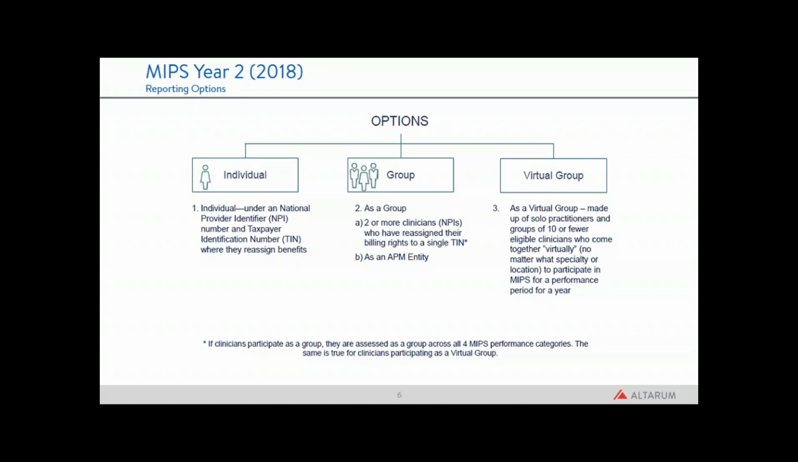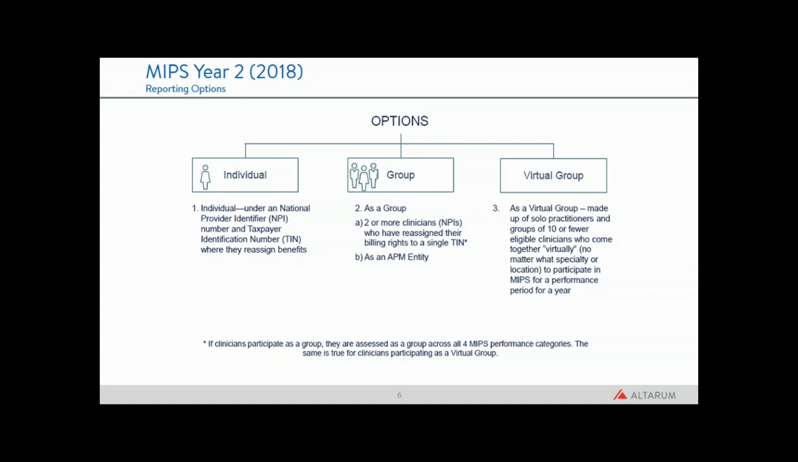There's also another option this year that became live, which is the virtual group. A virtual group is a group of solo practitioners and groups with 10 or fewer eligible clinicians who come together virtually. So the best analogy I can bring here to shed some light on what a virtual group is, you can think of a virtual group as sort of a mini ACO. It kind of works in the same way. An ACO is a group of clinicians or a group of tax IDs that have come together to work together towards higher quality and lower costs.